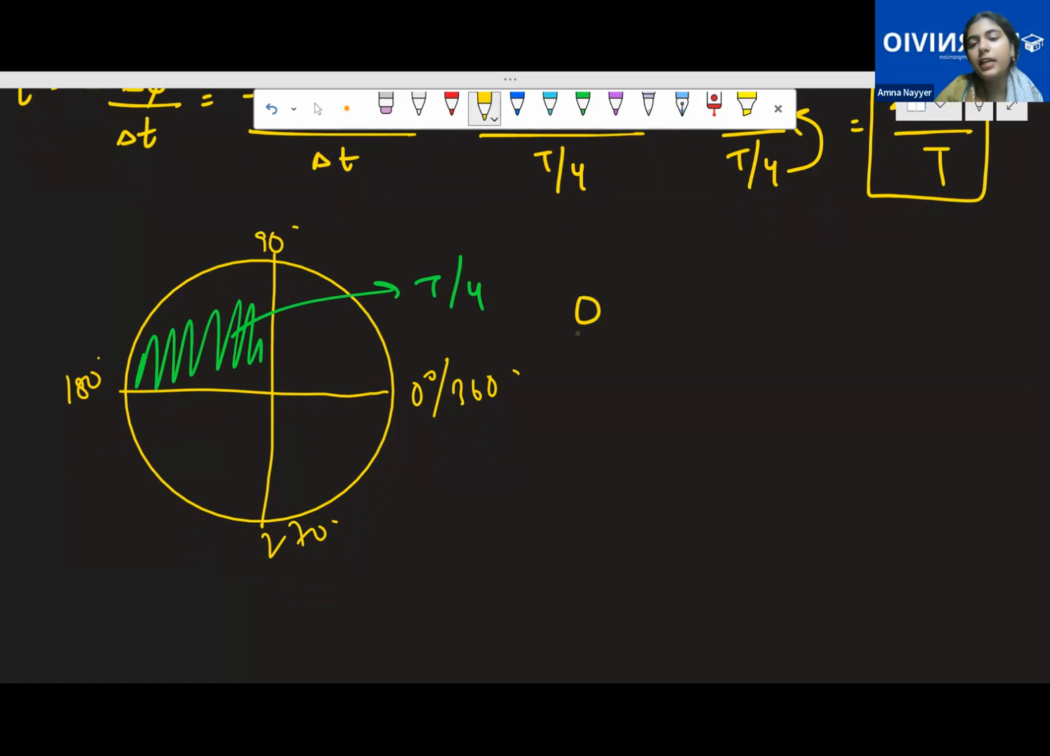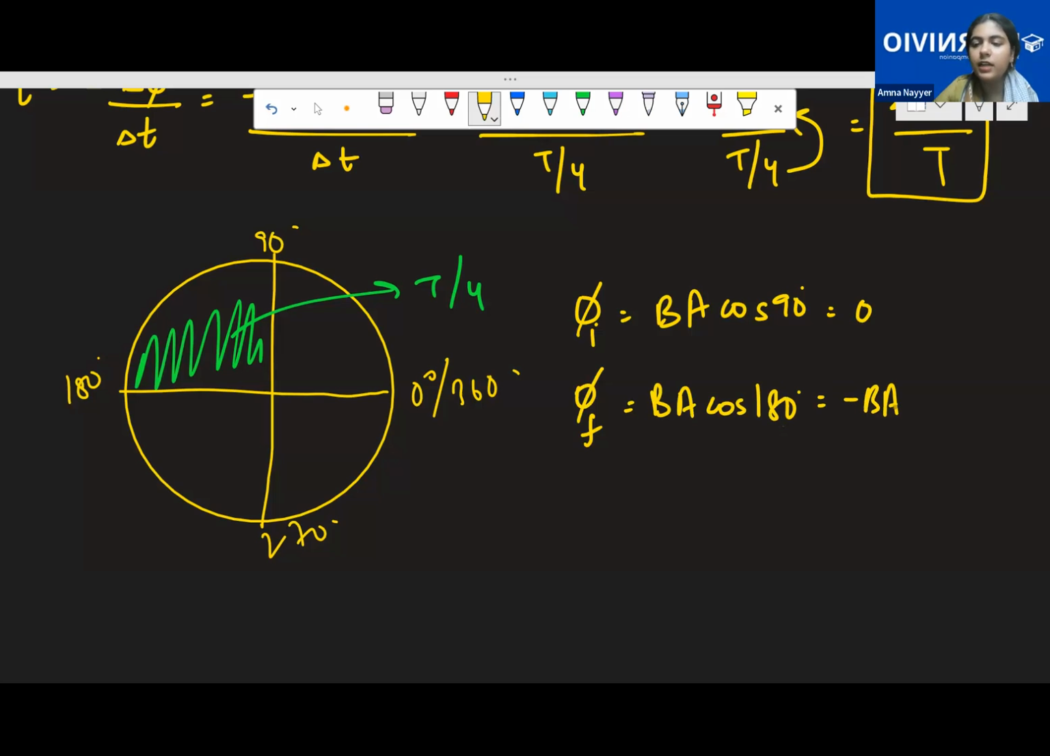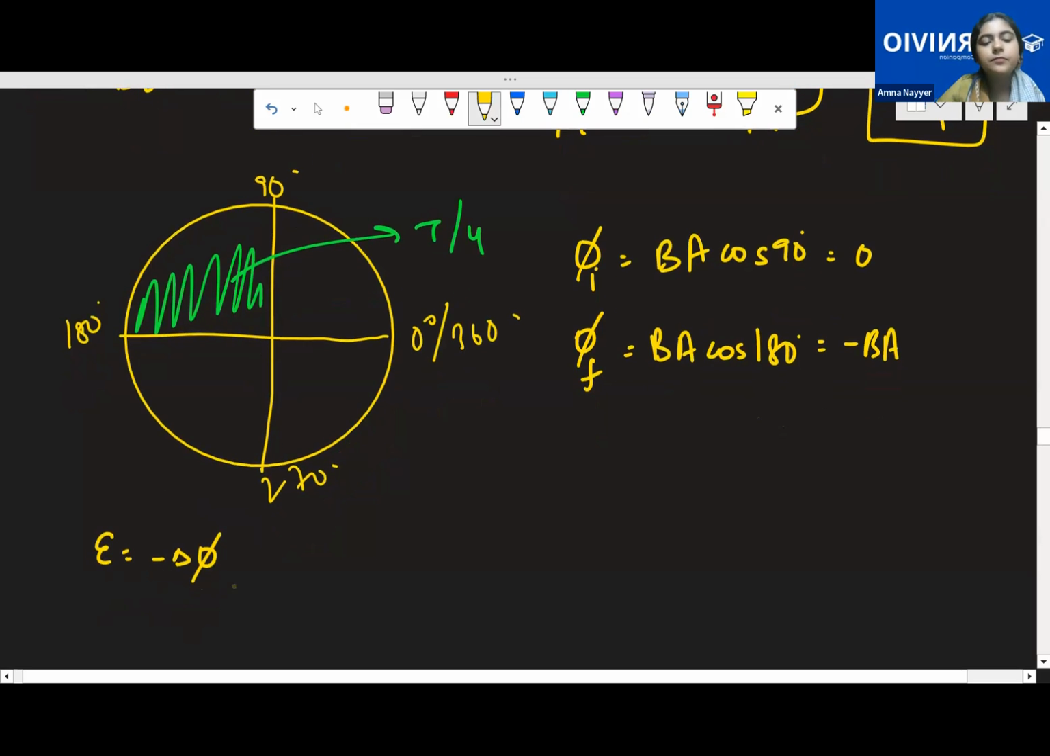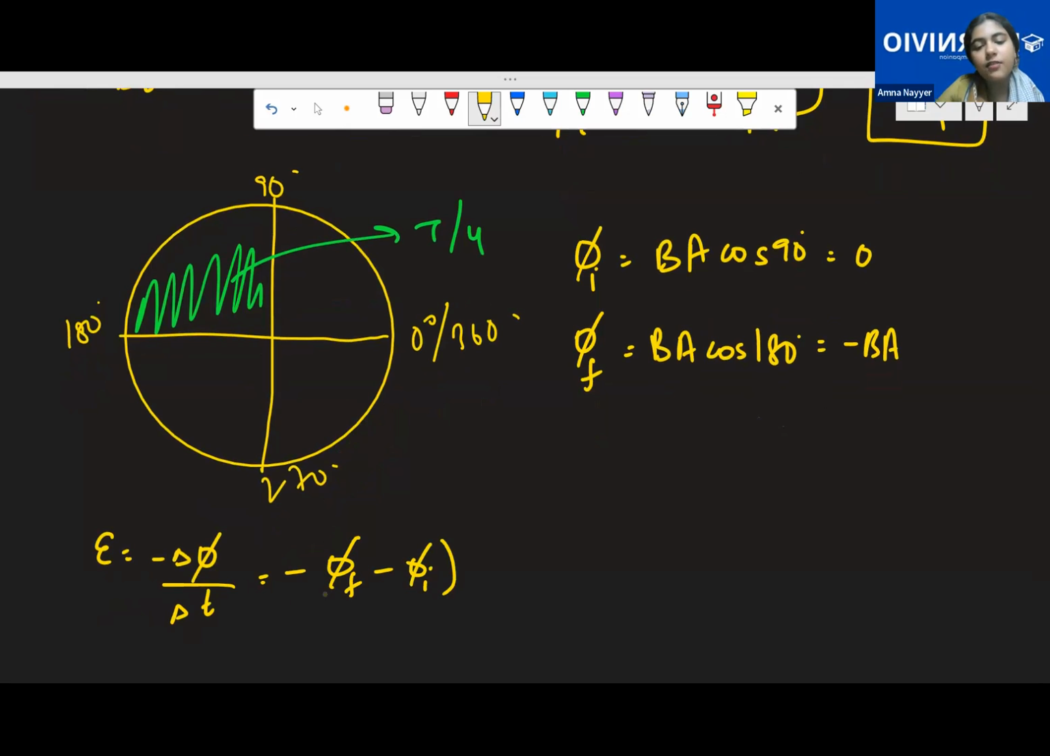When time is done, now see again initial flux we'll calculate, that is BA cos 90 degree. So our first value will be 0. What will be the final flux? BA cos 180 degree. That is minus of BA because cos 180 is minus 1. Now EMF will be again minus delta phi divided by delta t. It will be minus final flux minus initial flux divided by the time. So minus, finally it is minus BA, minus initially it was 0.